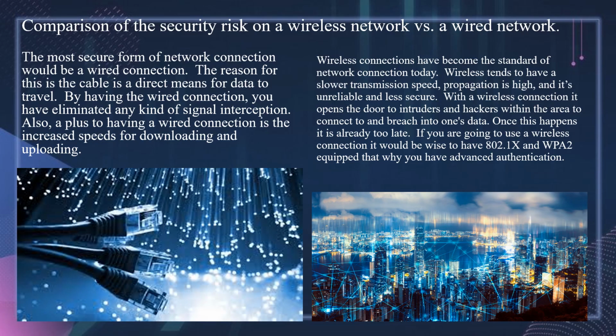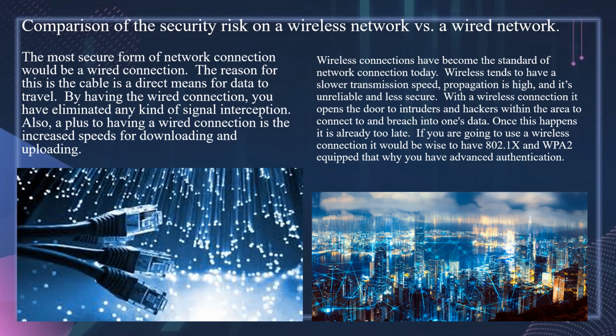Slide 4. Comparison of the security risks on a wireless network versus a wired network. The most secure form of network connection would be a wired connection. The reason for this is the cable is direct means for data to travel. By having the wired connection, you have eliminated any kind of signal interception. Also, a plus to having a wired connection is the increased speeds for downloading and uploading.